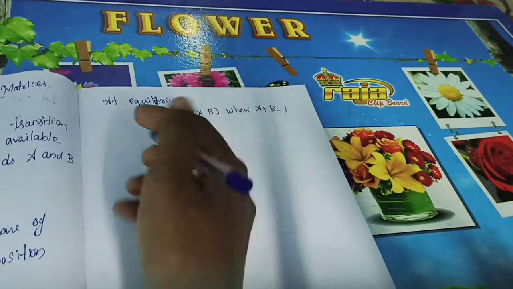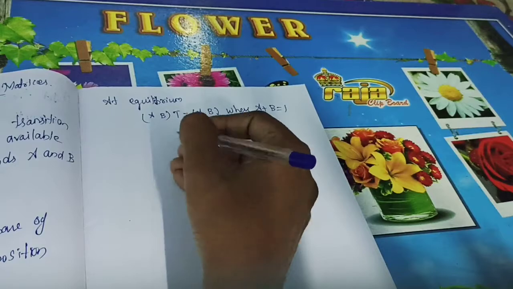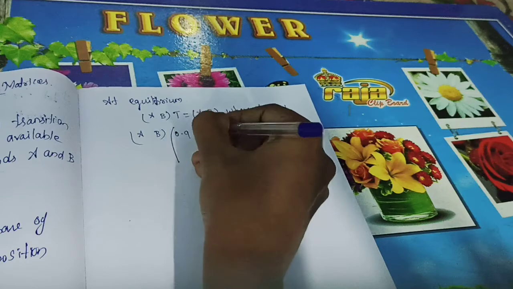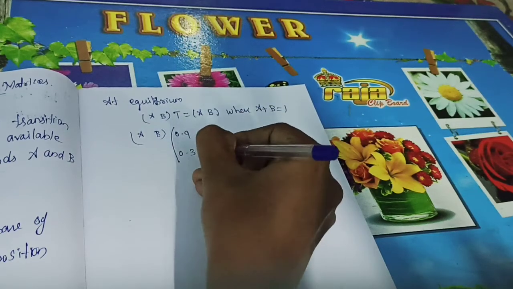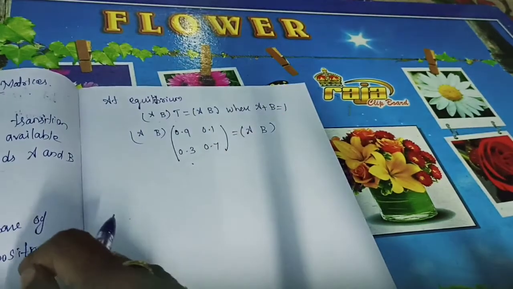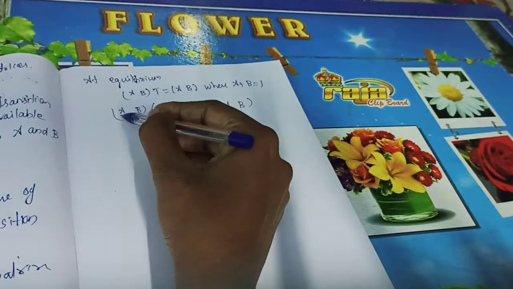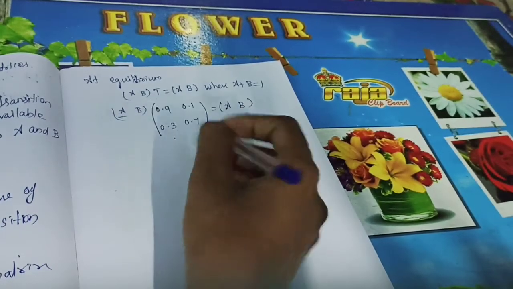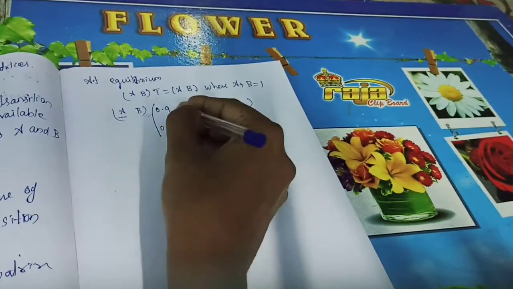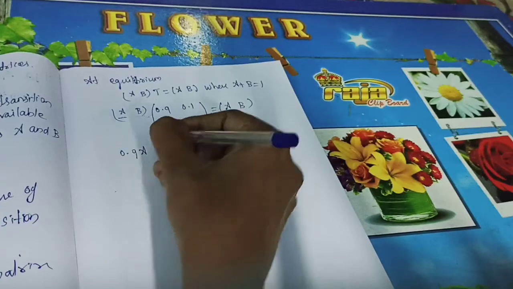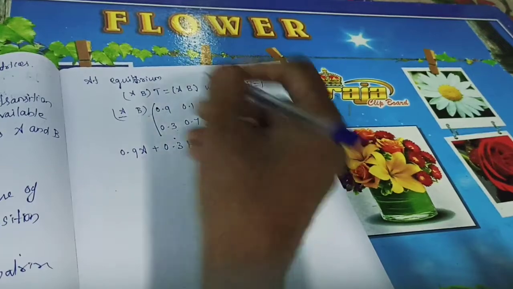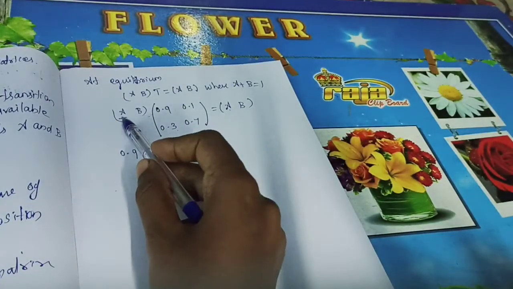Understand? So now I am going to substitute here. [A B] is the same [A B]. Then the transition matrix 0.9, 0.1, 0.3, 0.7 is equal to [A B]. I substituted just the T value here. Now I am going to multiply this [A B] with this matrix. You know the row-column method, is it right? First row and column you will do. So A into 0.9, then multiply 0.3 into B. So corresponding here, what's there? A.